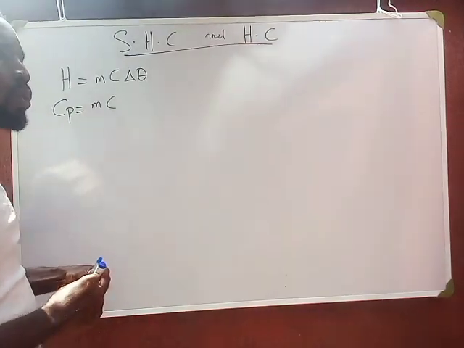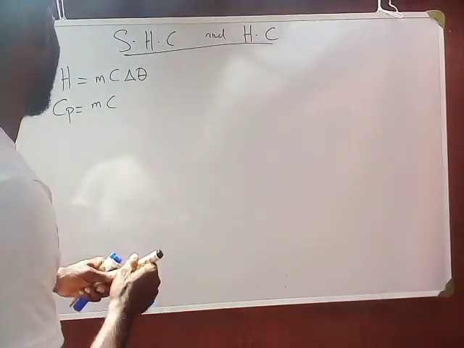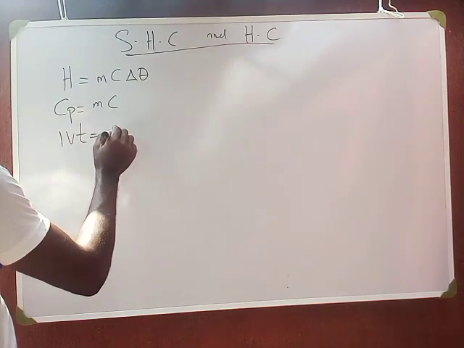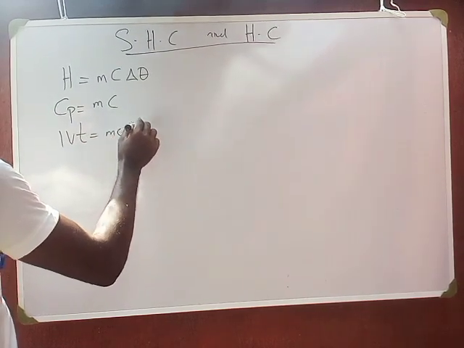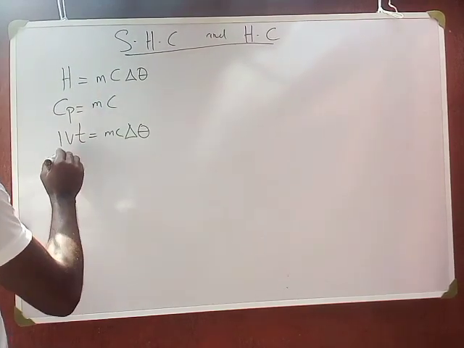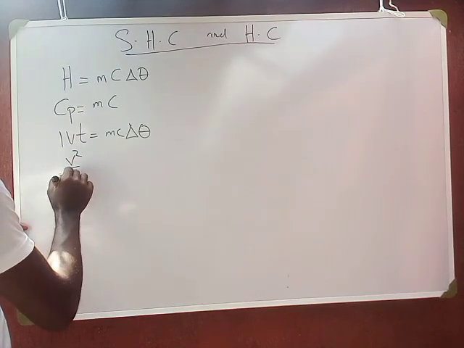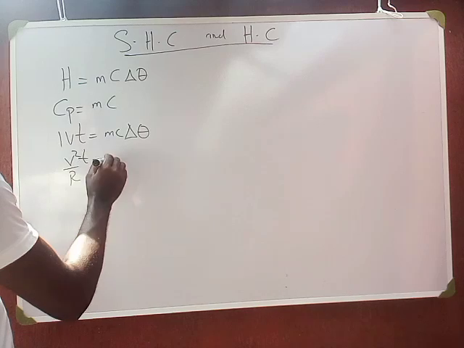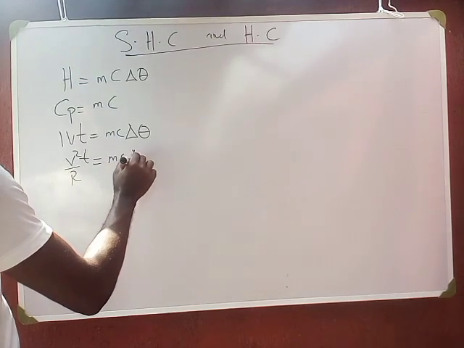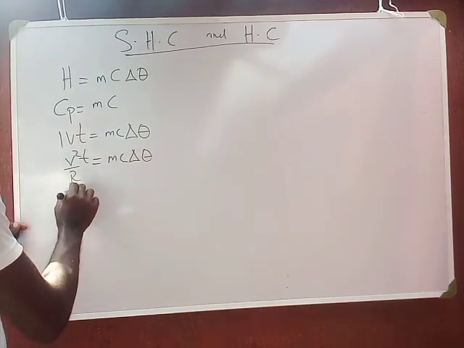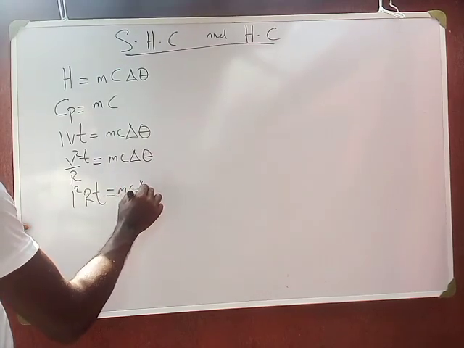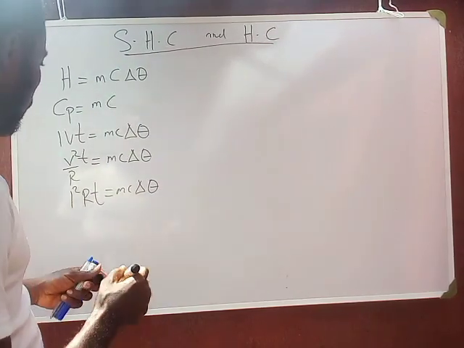We also went through what is called the electrical method. IVT gives MCΔθ. This is the same as V squared over R, that is V squared t over R, giving us the same thing. The change in temperature is I squared Rt over MC.